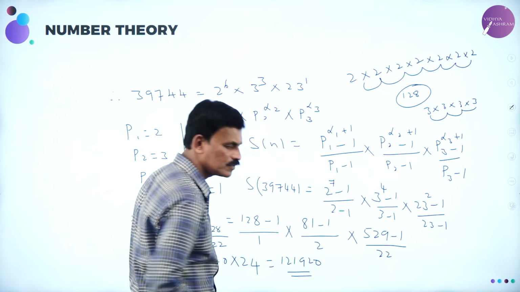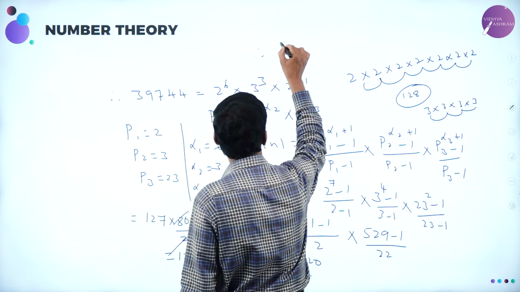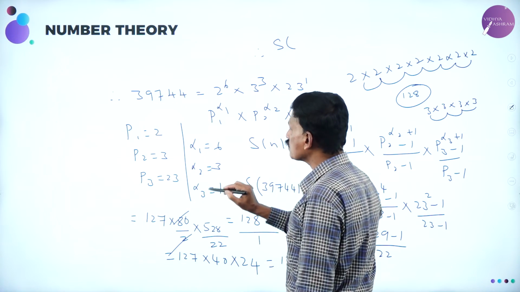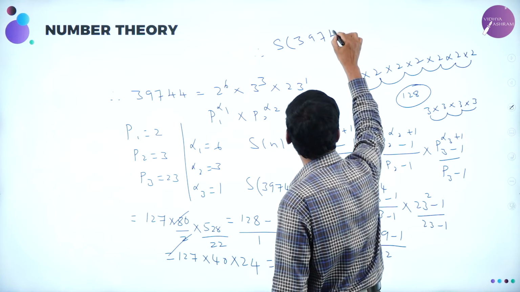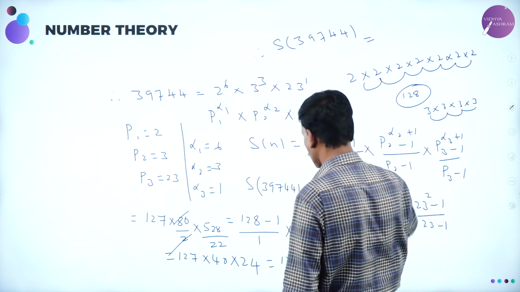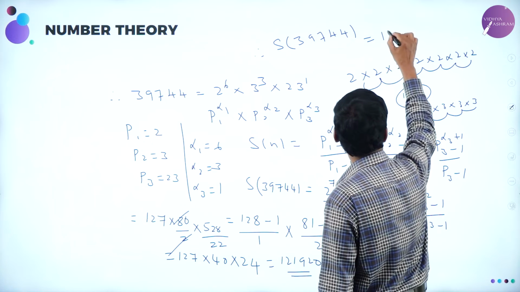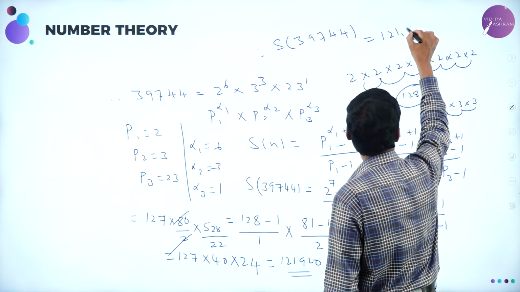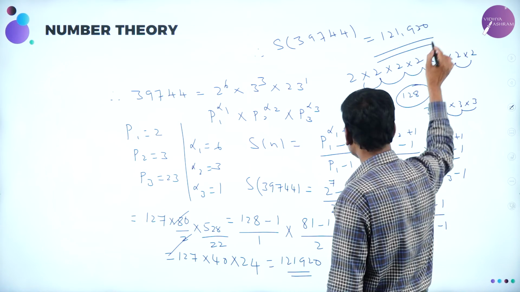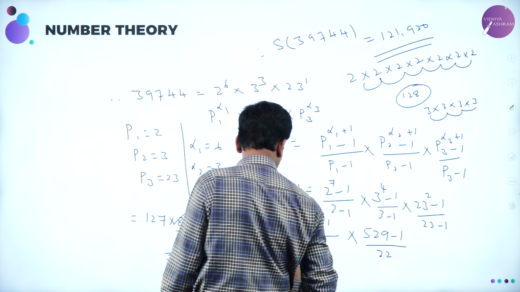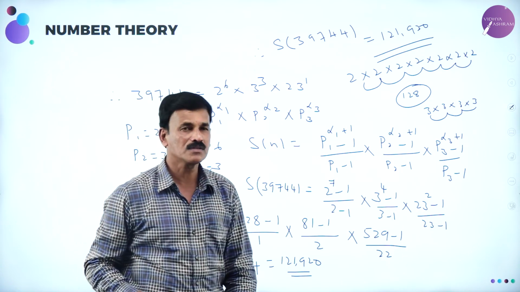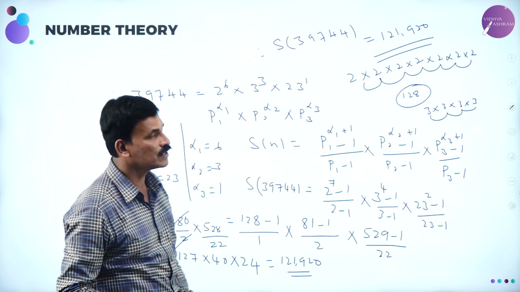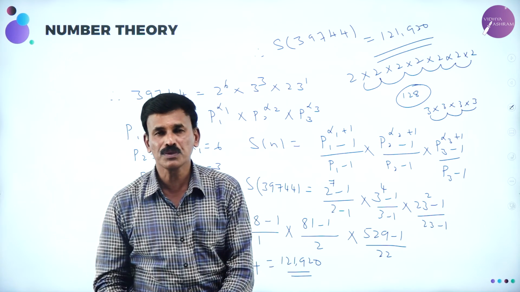So, if you simplify this, the answer you are going to get is 121920. That's it. So, therefore, the sum of all positive divisors of 39744 is equal to 121920. That's it. 121920 is the sum of all positive divisors of the given number 39744. That's it. Okay. Hope you followed.